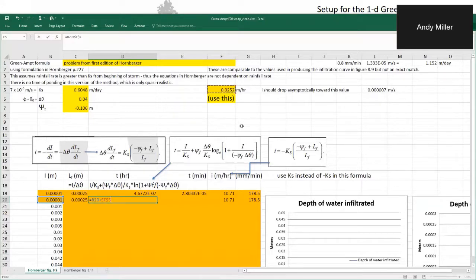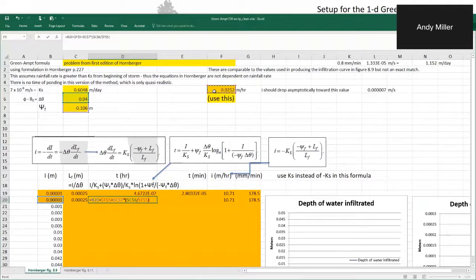And then the second term is plus, now we want psi sub F. So psi sub F is right here. I'm going to make that an absolute cell reference. Times, and then I'm going to say delta theta over K sub S. I'm going to put that in parentheses. So I'm going to say that times, open parentheses, delta theta, which is over here, make that an absolute cell reference, divided by K sub S, that's over here, I'll make that an absolute cell reference.